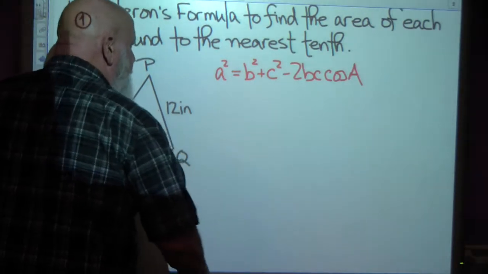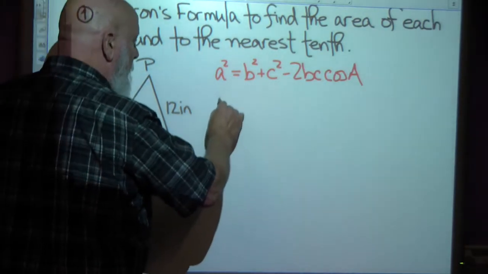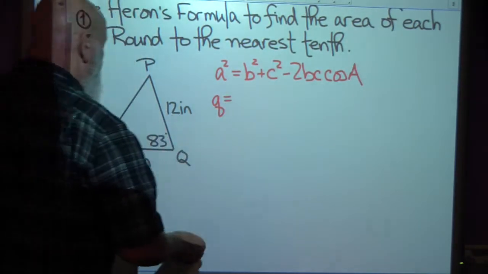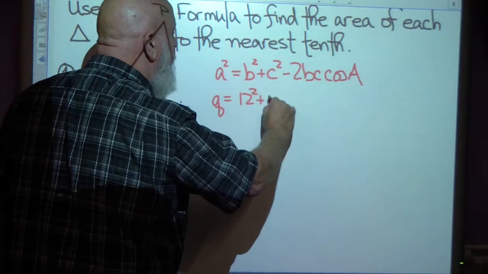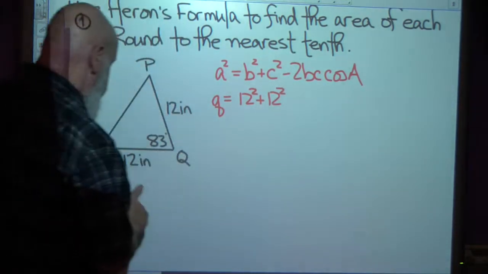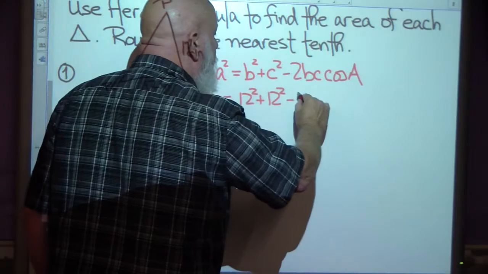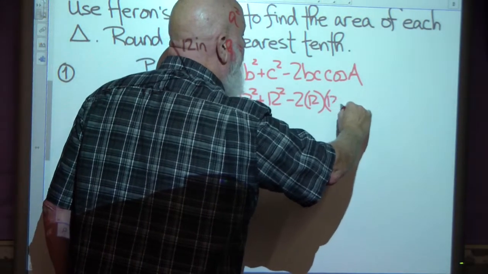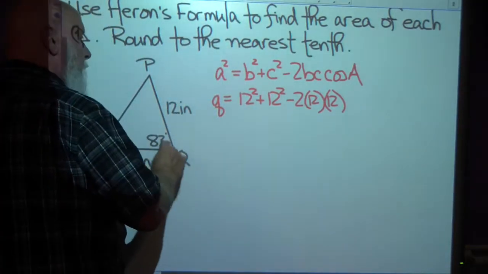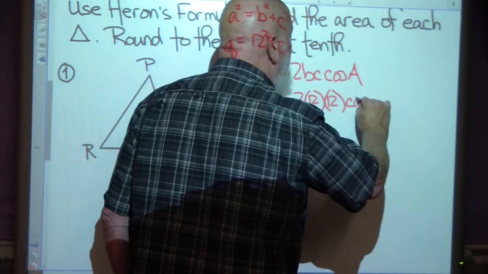And so here we go. We're looking for Q. Is equal to 12 squared plus 12 squared. That's these two sides. Minus 2 times 12 times 12. We've already done this in the past. Cosine 83, we're just revisiting the law of cosines.